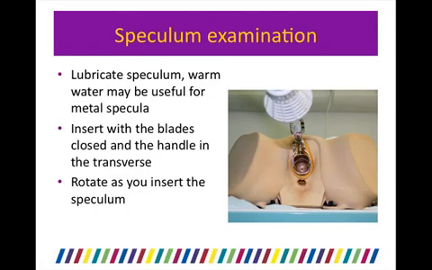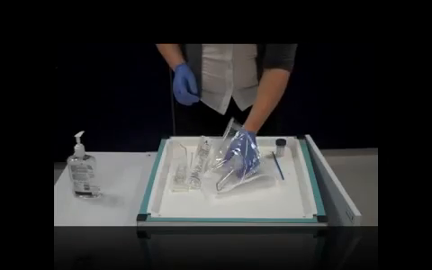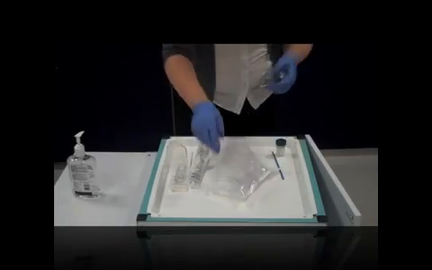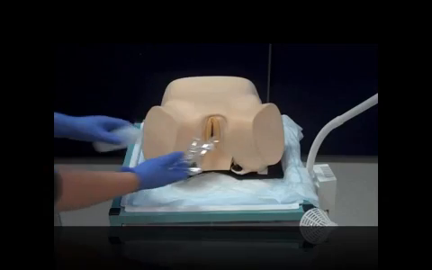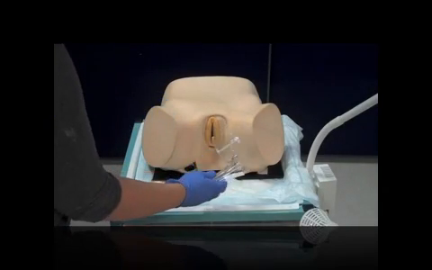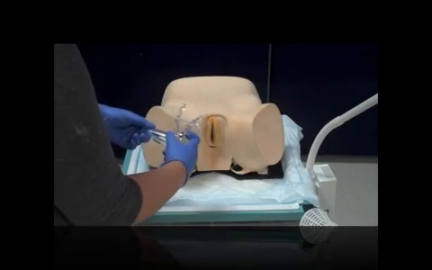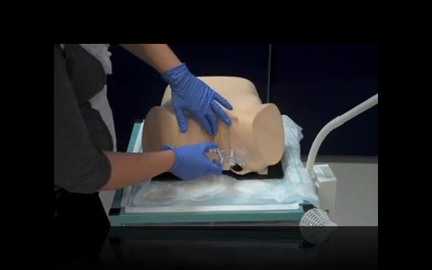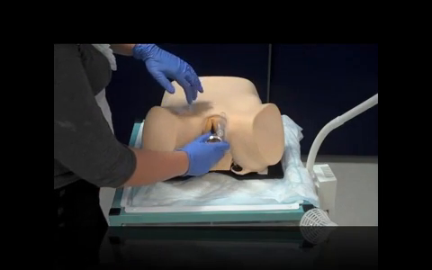To move on to the speculum examination, first lubricate the speculum. Warm water may be useful for metal specula which may be cold. If you're taking a smear, you must not use oil-based lubricant because this interferes with the fixing of the cells. However, most water-based lubricants are acceptable when taking a smear. Insert the speculum with the blades closed and the handle in the transverse and rotate it as you insert it. This is the most comfortable for the patient.